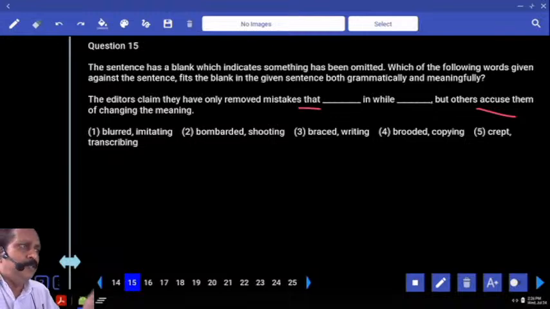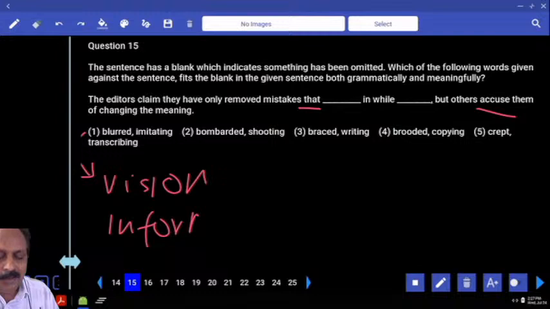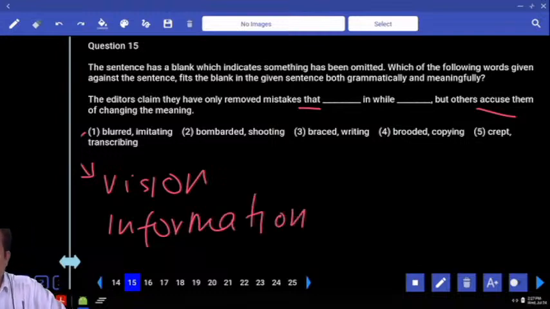Can you say mistakes blurred? Blurring goes with what? Please make a note. Vision. Blurred vision. Write the combination. Blurred vision. That bombarded, can you use the word bombarded here? Bombard goes with, write the combination, information. Every day you are bombarded with a lot of information, whether you like it or not. Yes or no? Does it go with this context? Mark it wrong, mark it wrong.